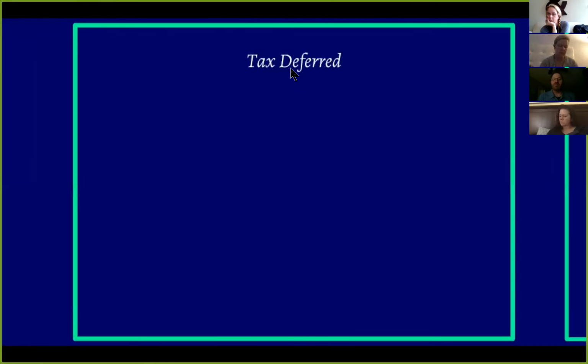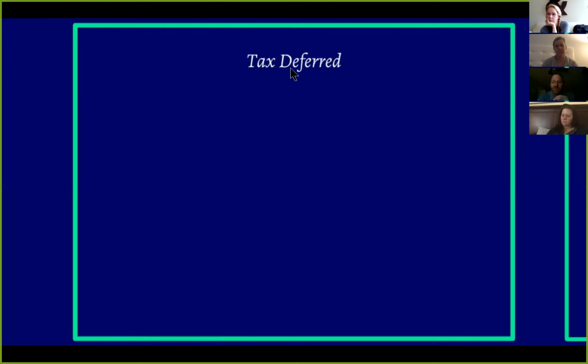Tax deferred. This box, and you notice I don't write anything in here because I like to have conversation about it. I am no longer in the investment arena. I've surrendered my securities licenses. However, I spent 20 years in the investment arena, so I know it quite well. Tax deferred. This is where you're going to find your 401ks, your annuities, your IRAs, all are going to fall into the tax deferred box.